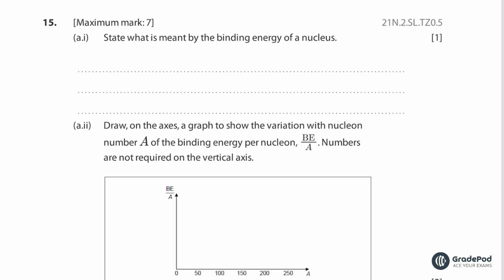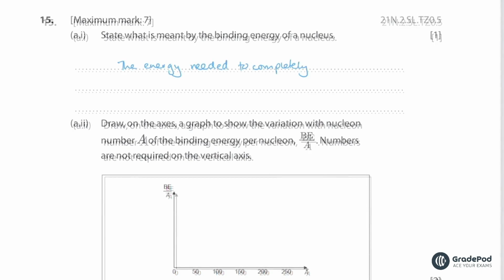15A1. State what is meant by the binding energy of a nucleus. This is a definition. Just memorise it. It's an easy mark. It is the energy needed to completely separate the nucleons of a nucleus.